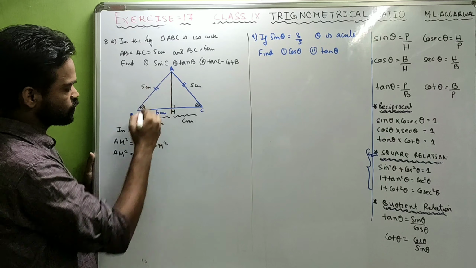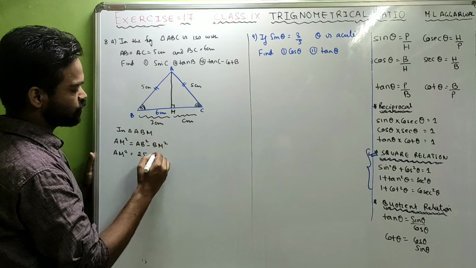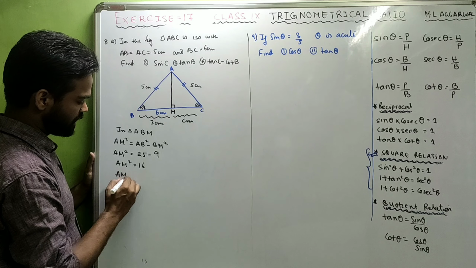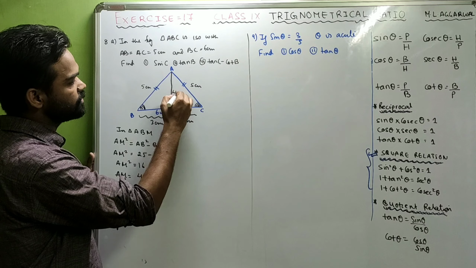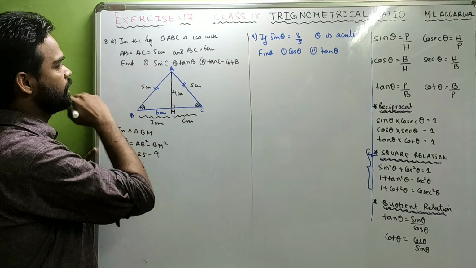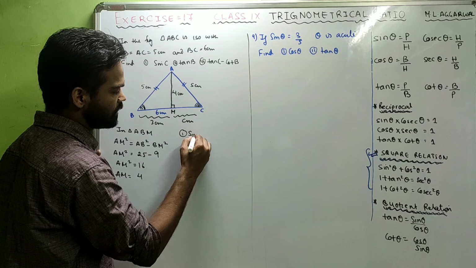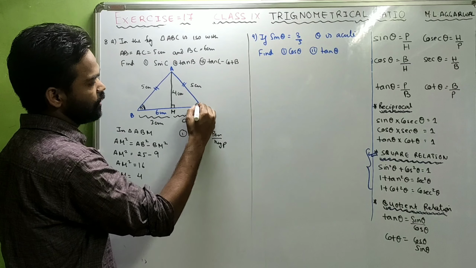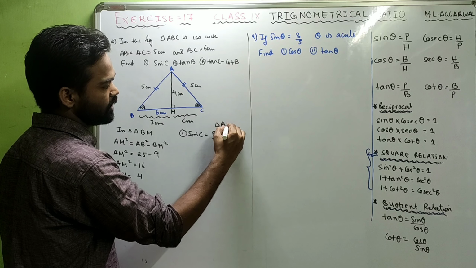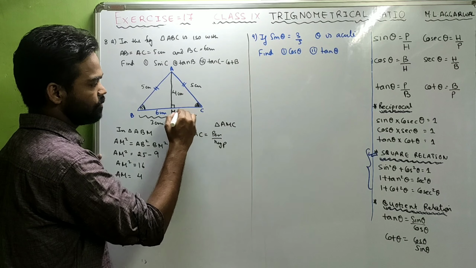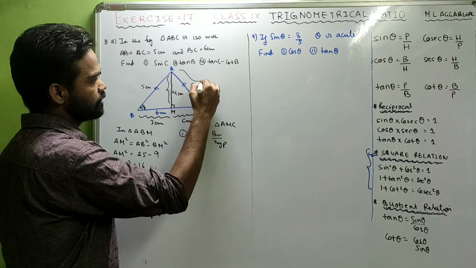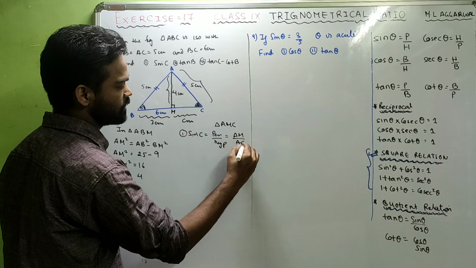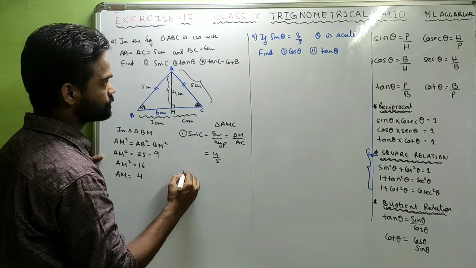That's AM square is AB square, that's 25, minus BM square, that's 3 square, that's 9. So your AM square is 16. So your AM will be 4 centimeter. No doubt in that. Now see, number 1, sine C. When you talk about this triangle AMC, look carefully, sine C, some people have, that's AM by AC, that's 4 by 5, done.